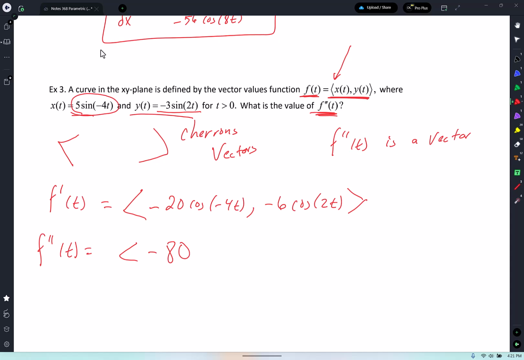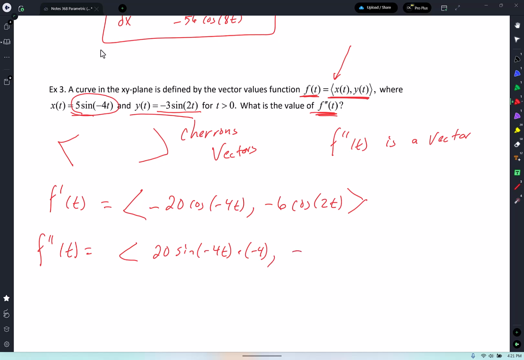Do you guys see what's going on? Yeah, we can show it. Check it out. We can go positive 20 sine of negative 4t times negative 4. See? So there it is. It's going to be going back to negative.